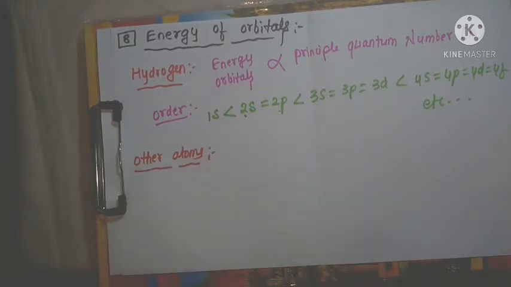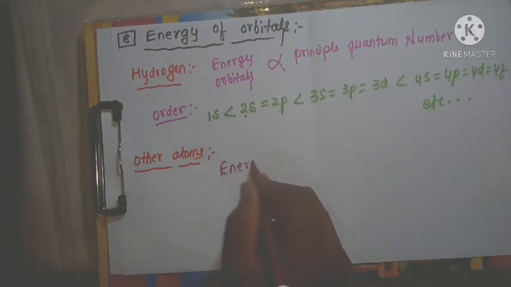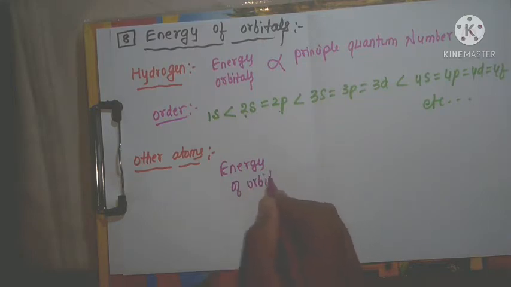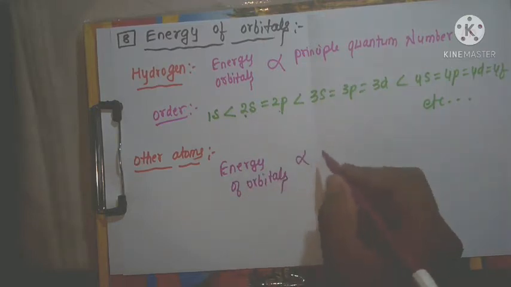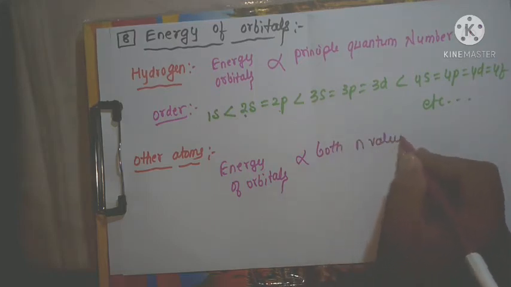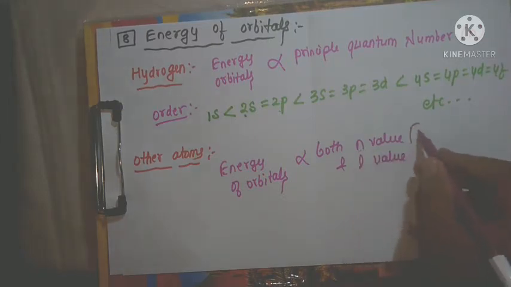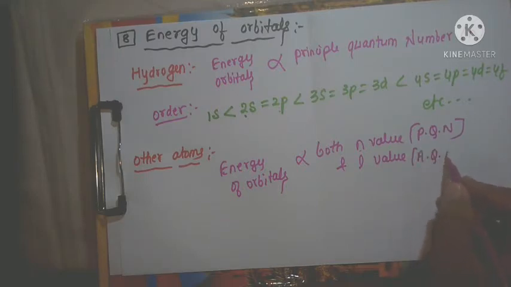For other atoms, the energy of orbitals depends upon both the n value and the l value. n means principal quantum number, l means azimuthal quantum number. Just remember. Now I will give the direct order.